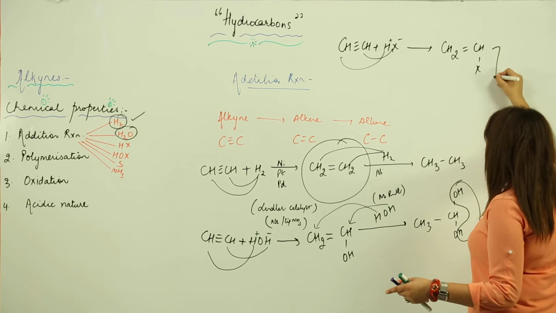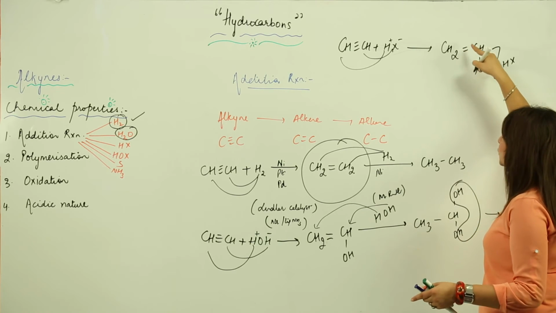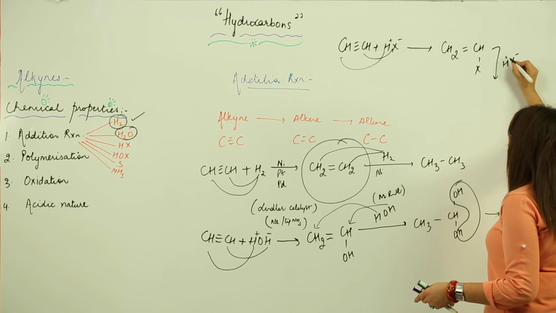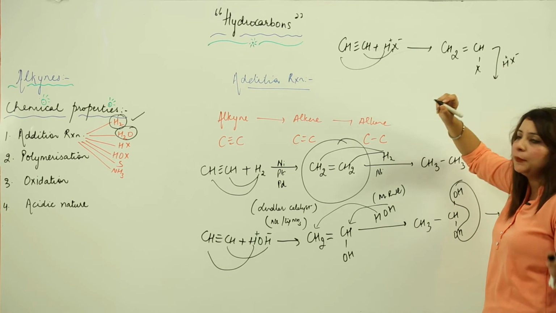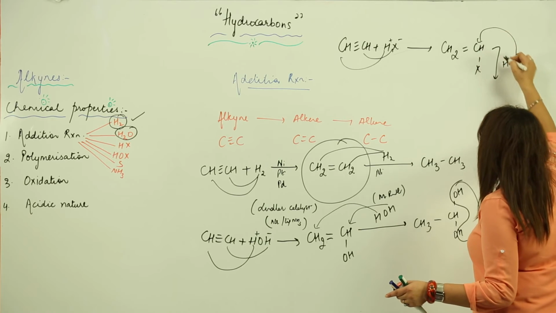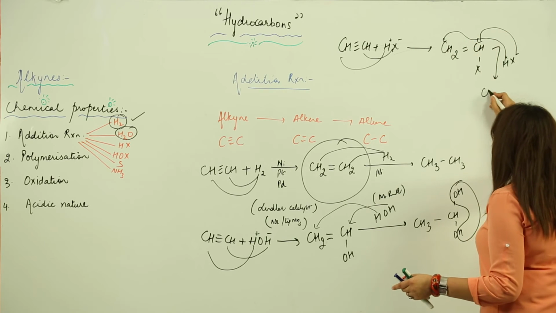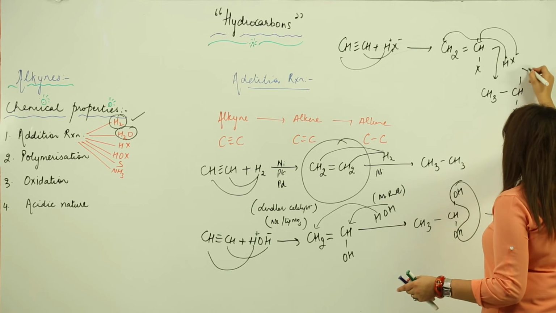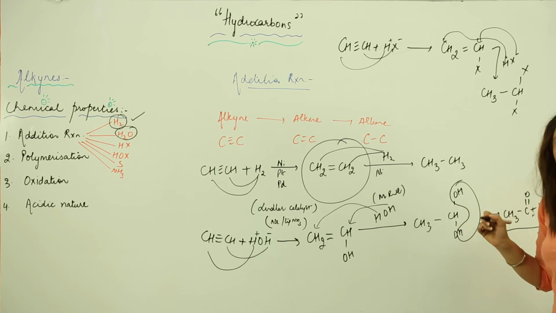Now we can add further because it possesses an extra bond. So in this case the negative part is going to attach to the carbon which bears less number of hydrogen, that means to this one, and hydrogen to this one. So what becomes? CH3, bond becomes single, CHX and X. So this is the final product.